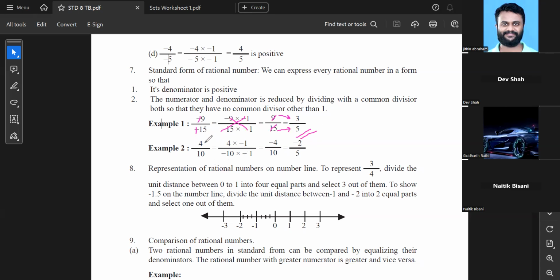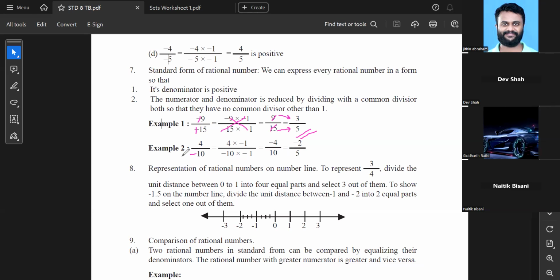Similarly, consider 4 upon, I think this is minus 10. Yeah, it's a printing error. This is minus 10. So you have another fraction, 4 upon minus 10. First of all, I'll suggest not to put the negative sign in the denominator. It does not look good. It is not a good way of representing.